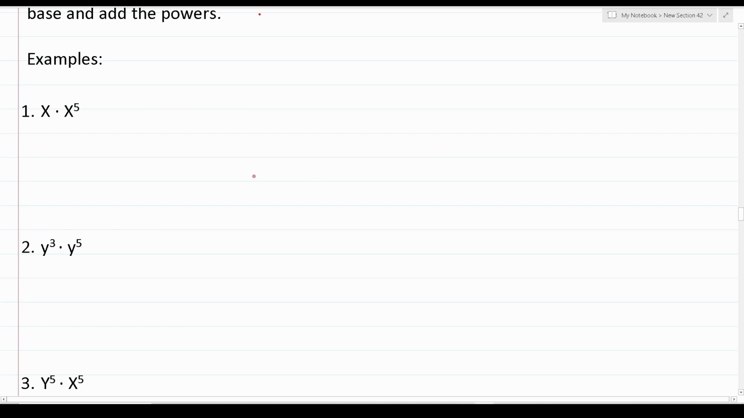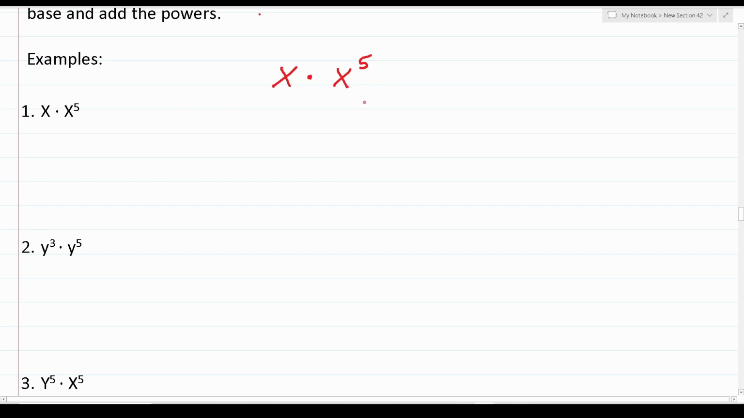So this first question says x times x to the fifth. Well, I'm going to write this off to the side over here. Again, we have x times x to the fifth. In order to apply the product rule, we have to have the same bases. And in this case, we have a base of x here and a base of x here. So we can apply the product rule here.